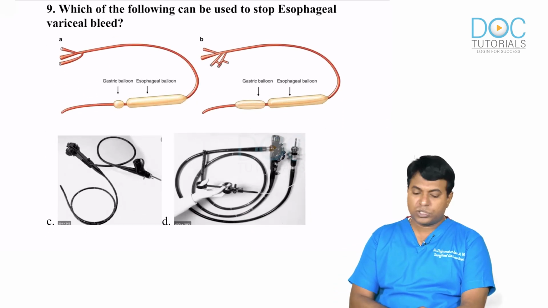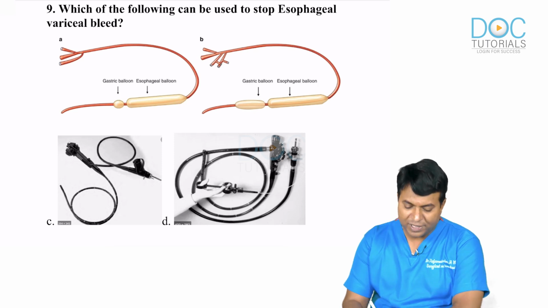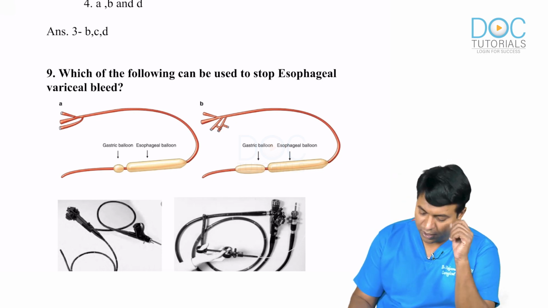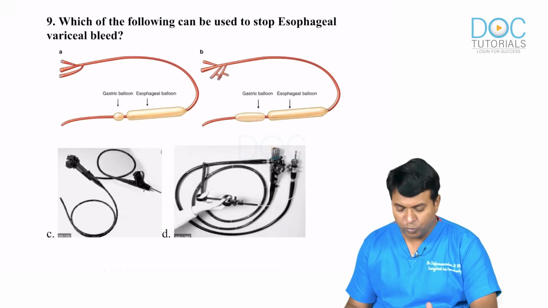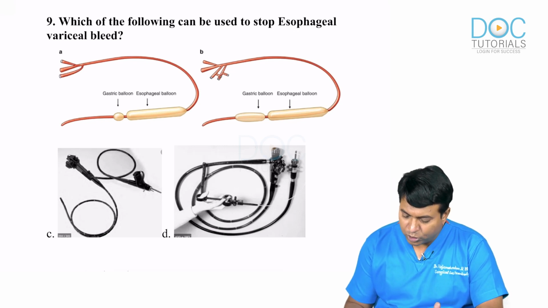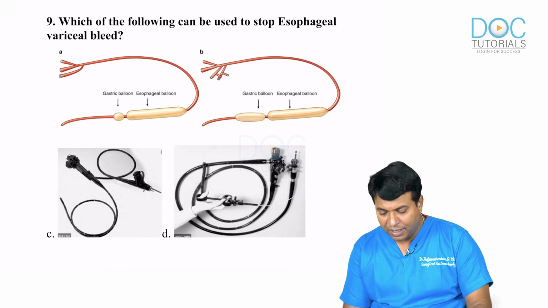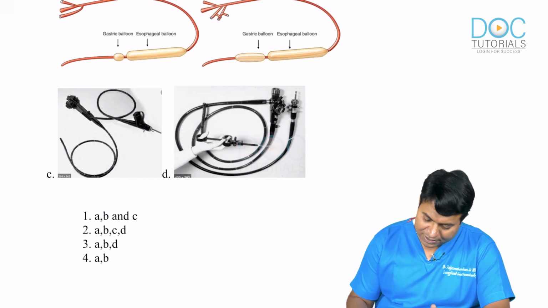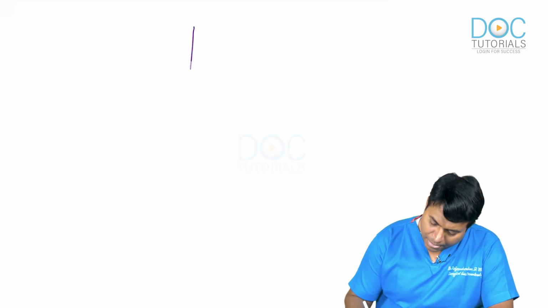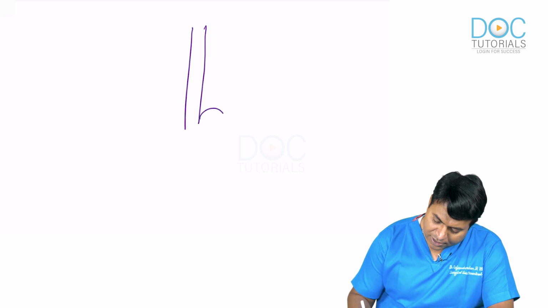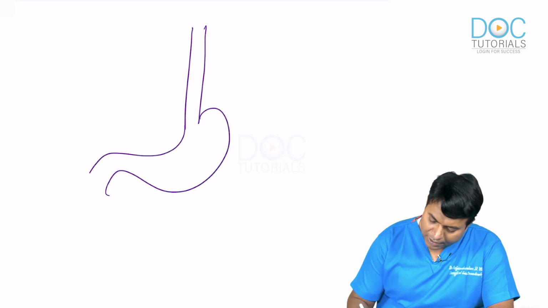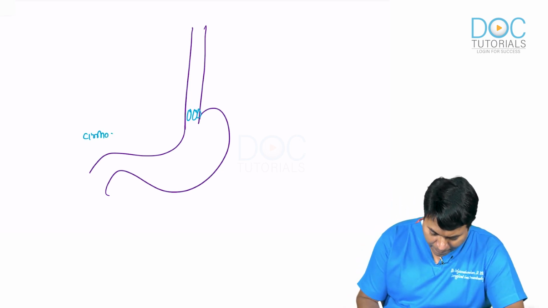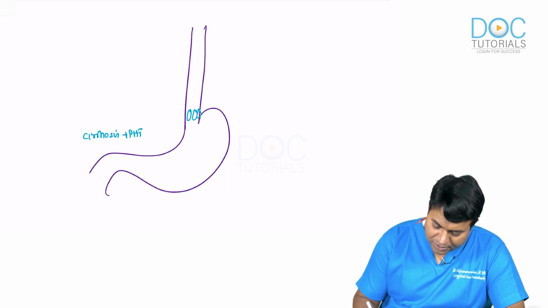Which of the following can be used to stop an esophageal bleed? The first one is a picture showing a clear-cut case of a triple lumen Minnesota tube. The second one is a Sengstaken-Blakemore tube. The third one is an endoscopy. The fourth one is showing a banding being applied. So all of these can be used to arrest esophageal varices. Esophageal varices are nothing but dilated columns of veins in the lower end of the esophagus, due to cirrhosis with portal hypertension. The varices are seen like this.